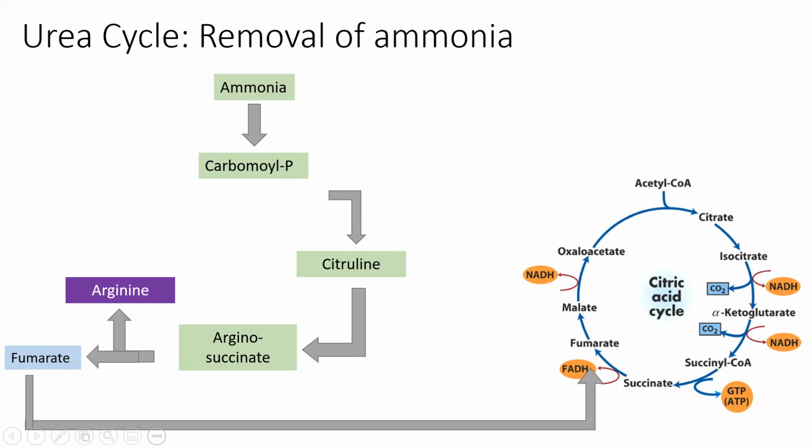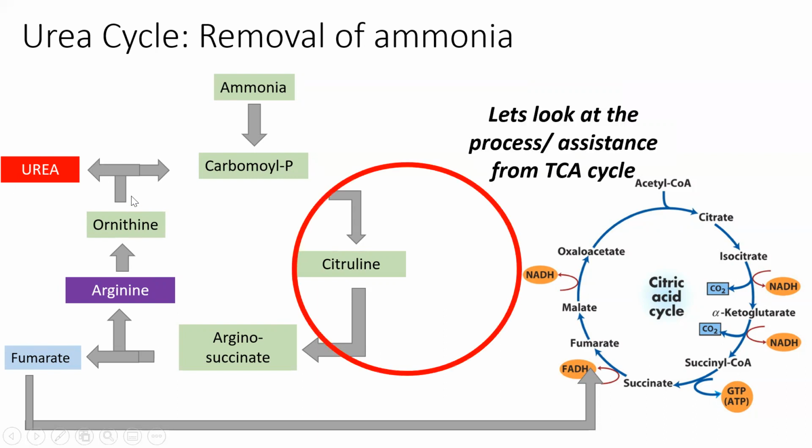Now, fumarate can come over and come back into the TCA cycle or the Krebs cycle and continue on. Then arginine becomes ornithine, and ornithine becomes urea, and the leftover part is going to cycle back to carbamoyl phosphate. Now, urea is going to be excreted in the urine. This is why we can test how much nitrogen is in our urine, so we can look at the protein balance. So let's look at how the TCA cycle assists with this process.